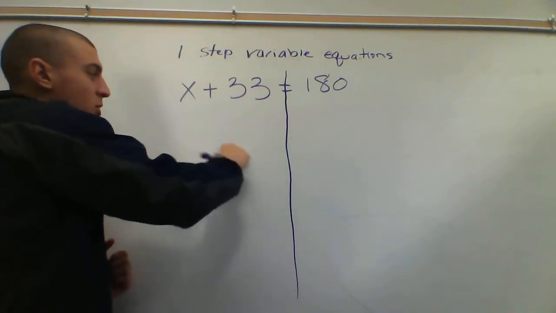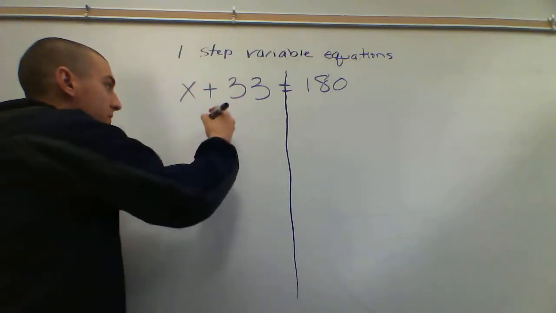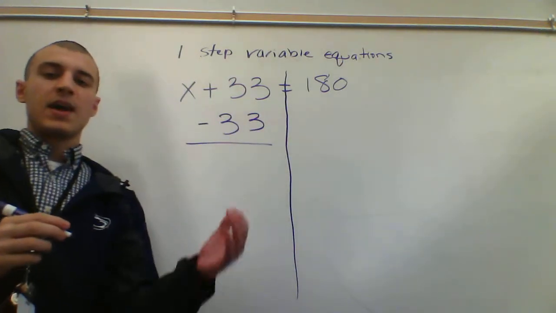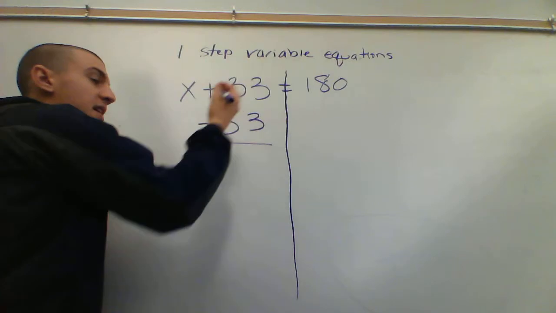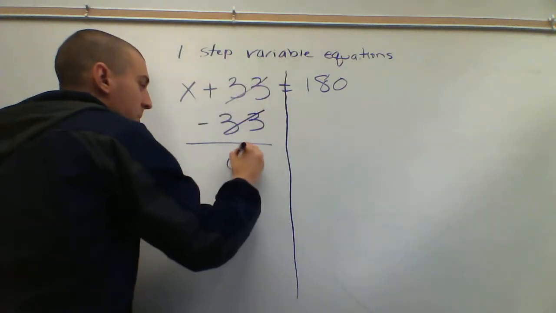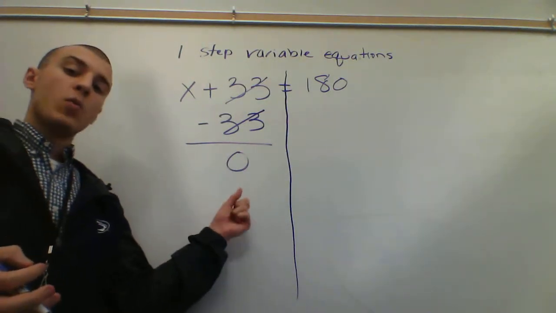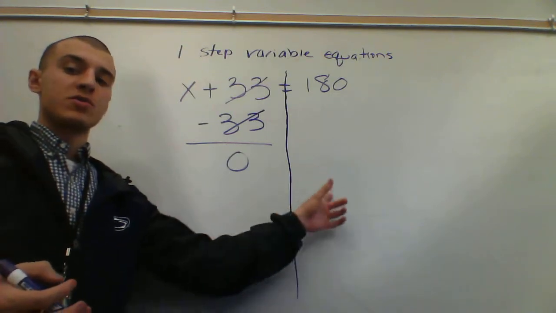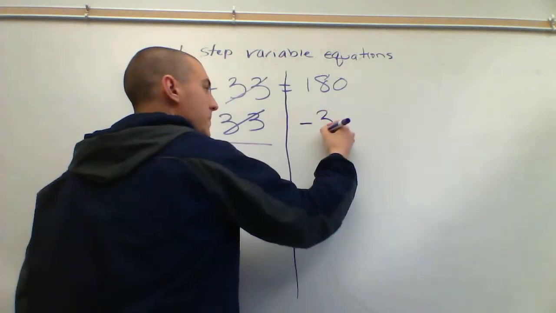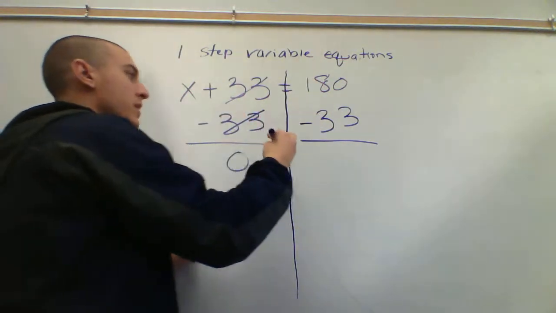In order to get rid of the 33, we have to subtract it out. So we have x plus 33. We have to subtract the 33 away. To get rid of something, you have to make it 0. So positive 33 minus 33 gives us 0. Now, because this is an equation, whatever we do on one side of the equation, we must also do on the other. So on this side we said minus 33, so we are going to say minus 33 on this side. 180 minus 33 is 147.